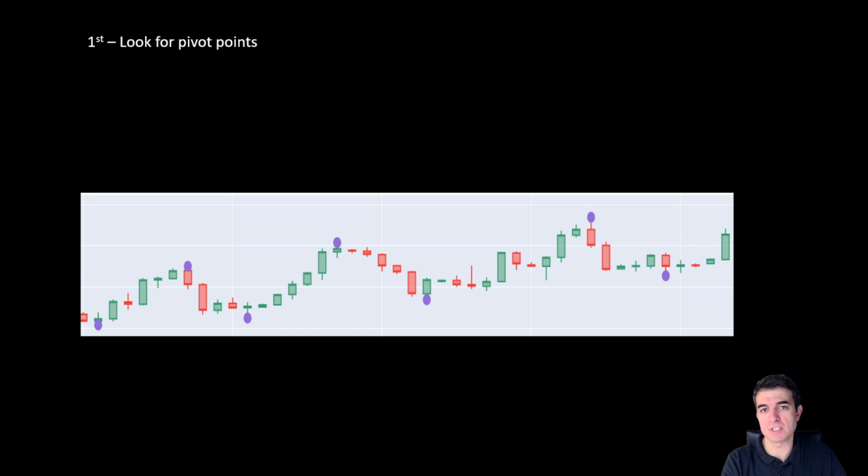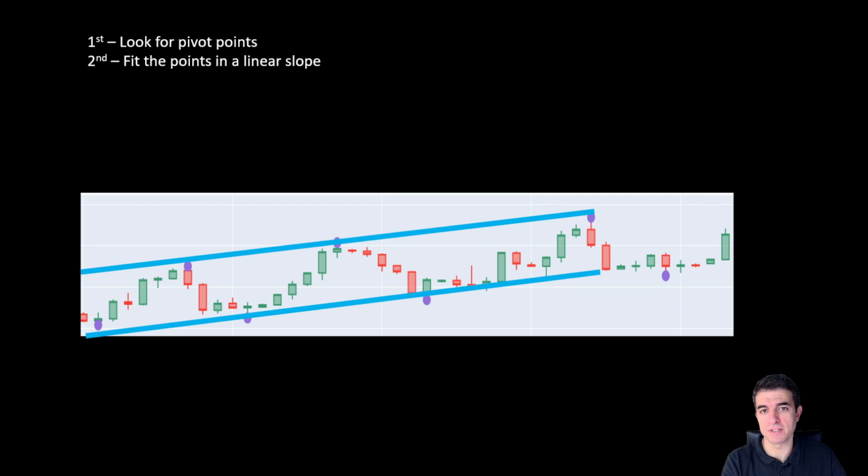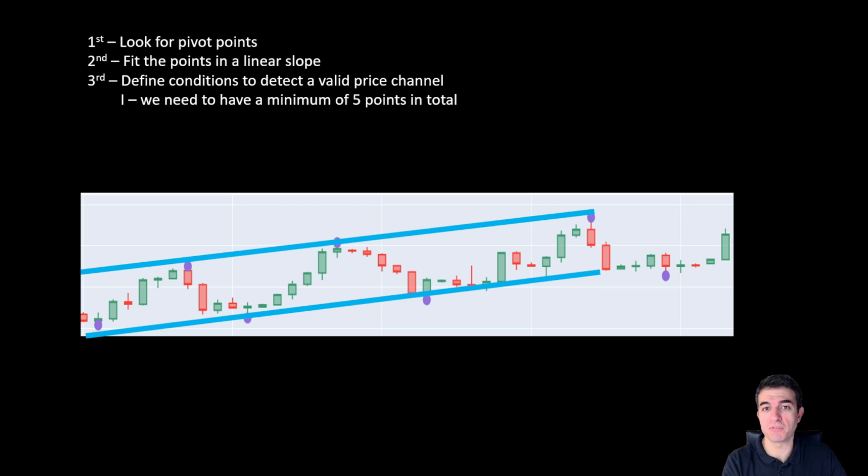The second step is to fit these points in linear slopes. And then the third step is to define a set of conditions to detect a valid price channel. So what is a valid price channel? For these conditions, first we need to have a minimum of 5 pivot points. These can be 2 high pivots and 3 low pivots, or also the opposite, 3 high pivots and 2 low pivots. We can also have more than 5 points in total, but 5 is the minimum to start detecting a channel, so 6 is okay as well.